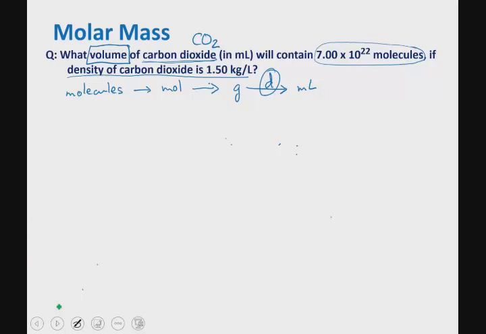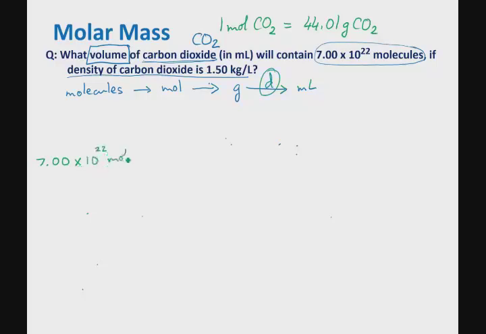Before you do that, it may be a good idea for you to figure out what is the mass of 1 mole of CO2. It is 44.01 grams. Okay. So we are going to start with the number that needs to be converted, which is not the density, it is the molecules that need to be converted into volume. So let's start with that, molecules of CO2. So first step, molecules will be converted to moles of CO2.